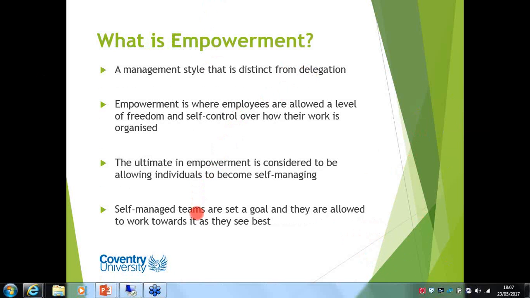And if you did look at any of the textbooks around self-managed teams, these are often described as the sort of ultimate in empowerment. So this might be, in an academic setting, a course team where the academics come together and they know what their goals are, and they are allowed to work towards those goals as they see best. And perhaps a creative team, a programming team. There's many instances of self-managed team, and these are seen as the ultimate, both in terms of delegation but also empowerment. And as I say, then these are not necessarily the same things.